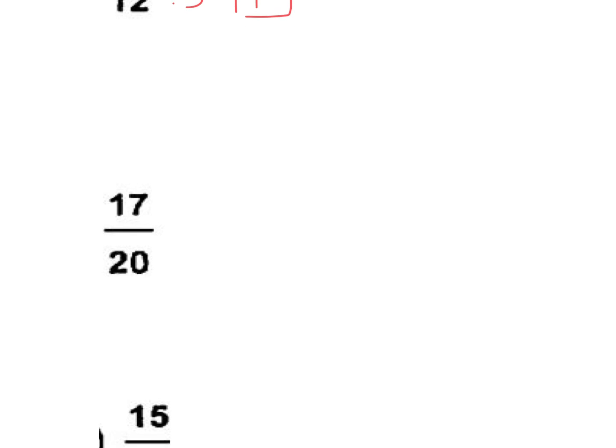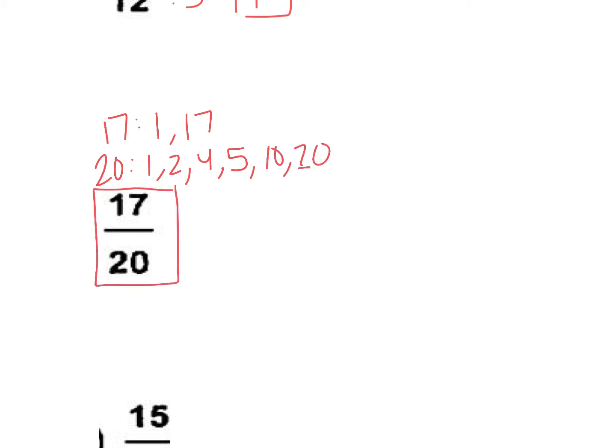17 and 20, their greatest common factor, actually, since 17 is prime, right? The factors for 17 are 1 and 17. And then for 20, 1, 2, 4, 5, 10, 20, they don't have anything in common. So this is already in simplest form. It's all done. The only factor they have in common was 1.